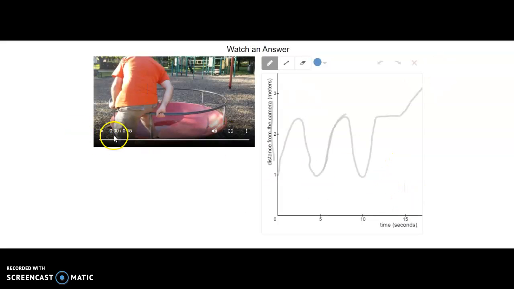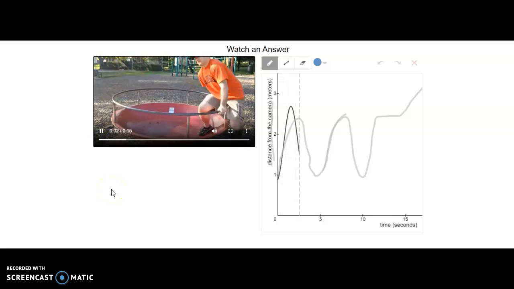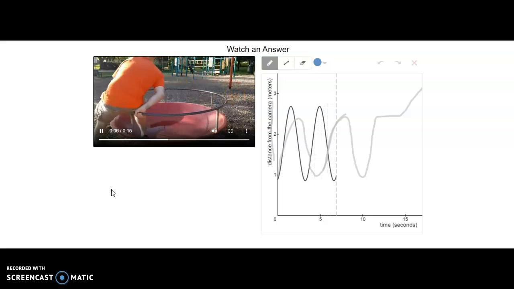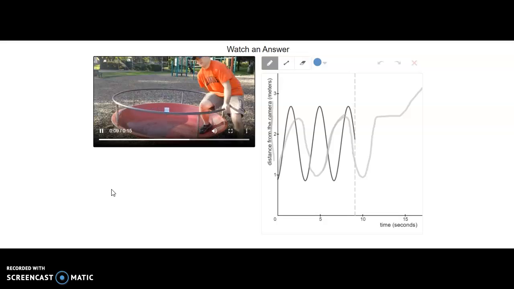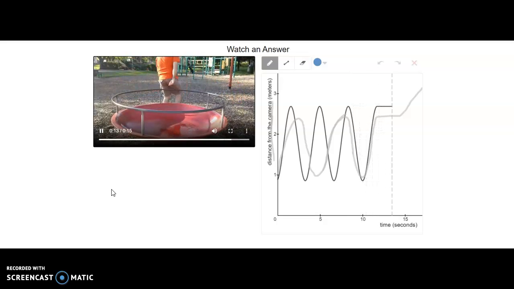So looking at this guy right here, let's see how we did. So he came back around. Obviously, if your loops are a little bit off, it is totally fine. They don't have to be perfect and exact. So then he stops at some point and he gets further away. Again, remember, he gets far away from the camera, comes back. Far away from the camera, comes back. Far away from the camera. And then he continuously gets further away from the camera.